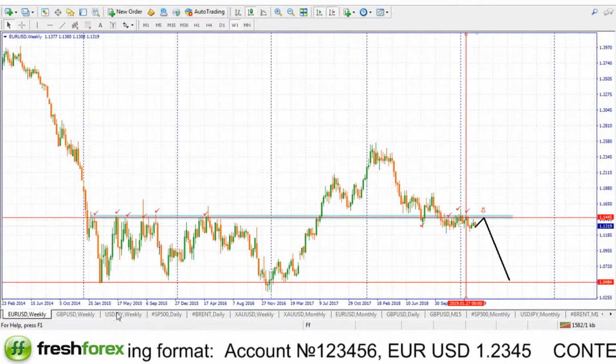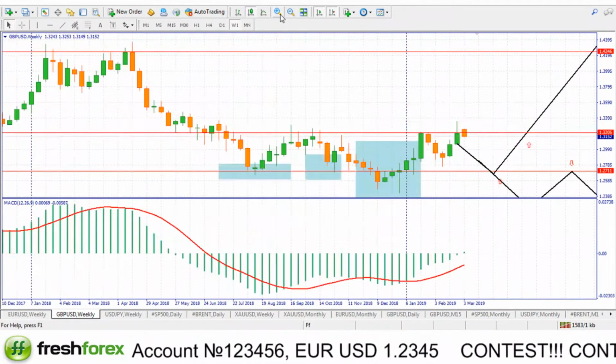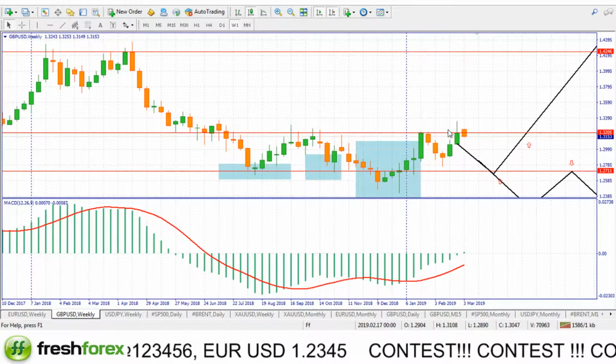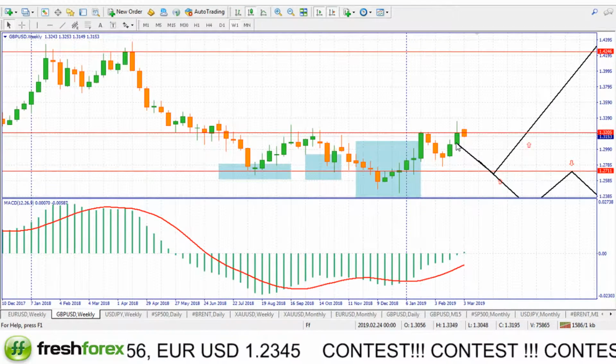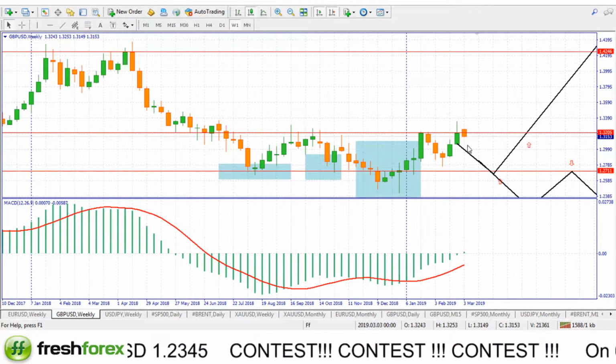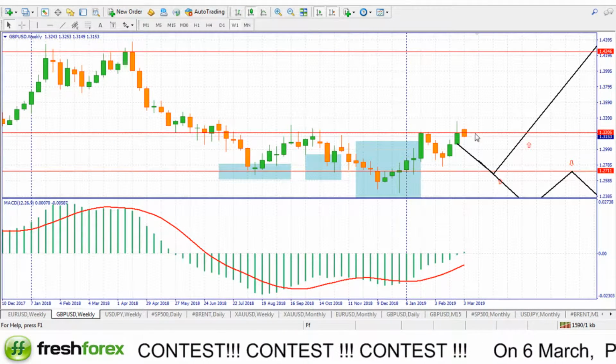GBP USD here. So the first thing you're seeing on this chart is that the previous week's candle, which was this, is actually a sell candle, but somehow the price is heading to the lower side. So this is possibly because the previous week's candle was actually, the previous month's candle was a bullish pin bar.